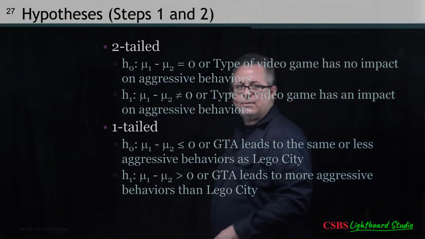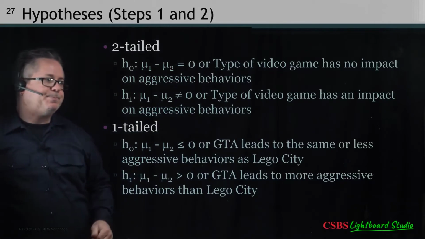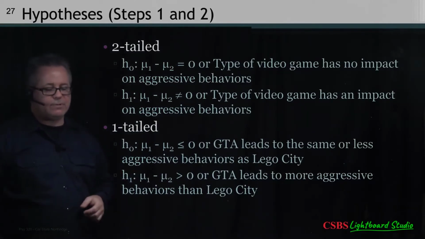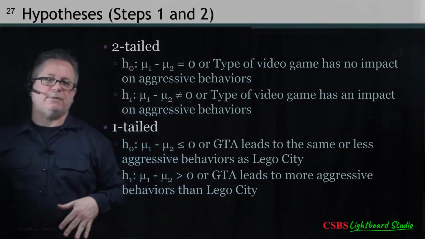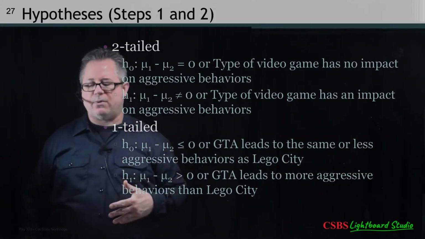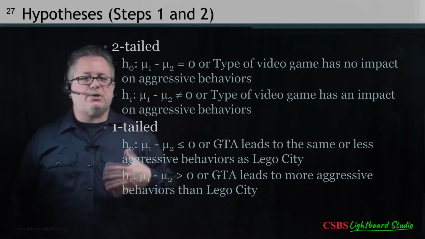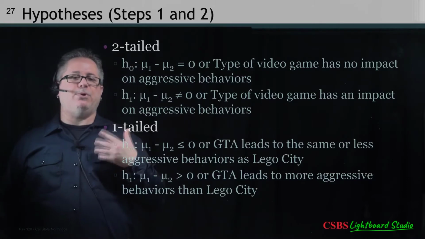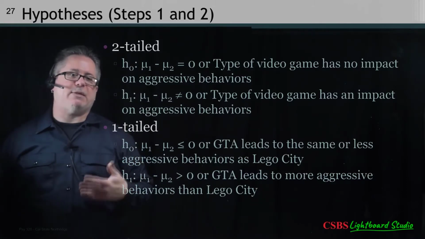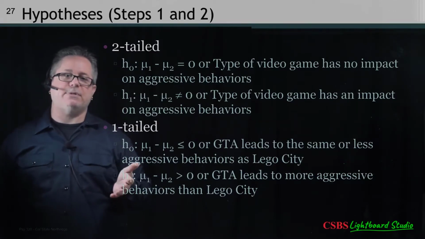So let's talk about step 1 of the 7 steps of hypothesis testing. I can do this as a 2-tailed or a 1-tailed test, depending on how I plan to go about it. A 2-tailed test is always sort of non-directional. It's where you say, I really don't know what to expect about the differences, so I'm just going to say I think they're going to be different, but I don't know how.